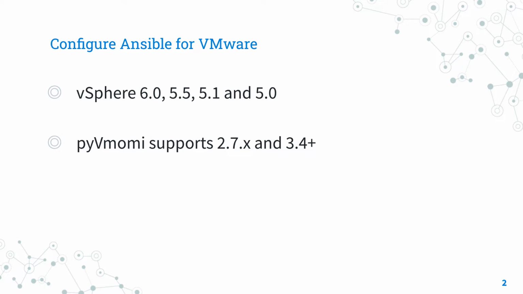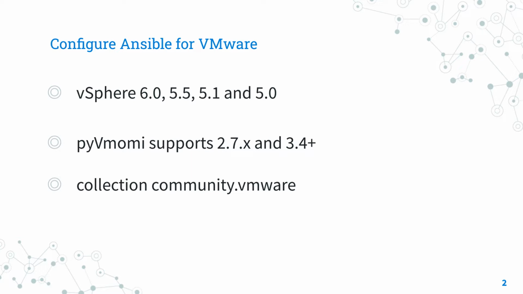PyVmomi is a Python SDK for the VMware vSphere API that allows users to manage ESXi and vCenter infrastructure. This library interacts with the VMware vSphere API in order to execute some Ansible code. The PyVmomi library supports Python 3.7 as well as 3.4 and following.